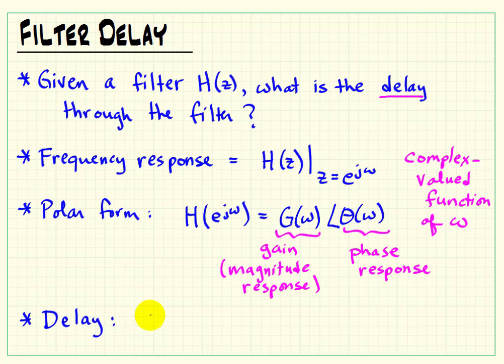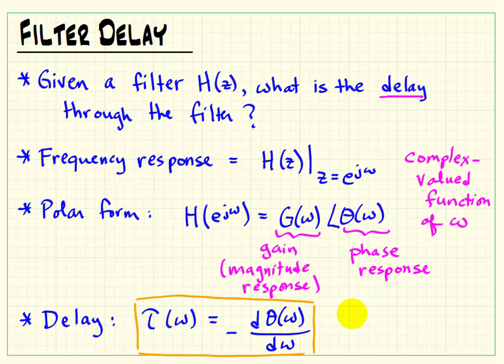Turns out that the delay through the filter, which I'll call tau of omega, representing a time delay, is the derivative of the phase function with respect to omega, negated. You can think of this in words as the negated slope of the phase response.